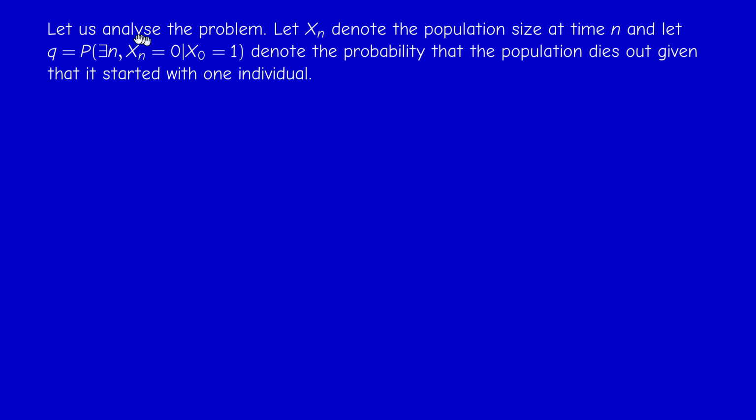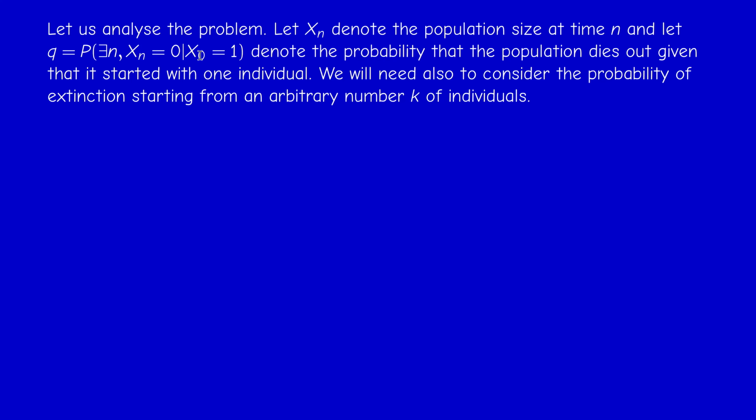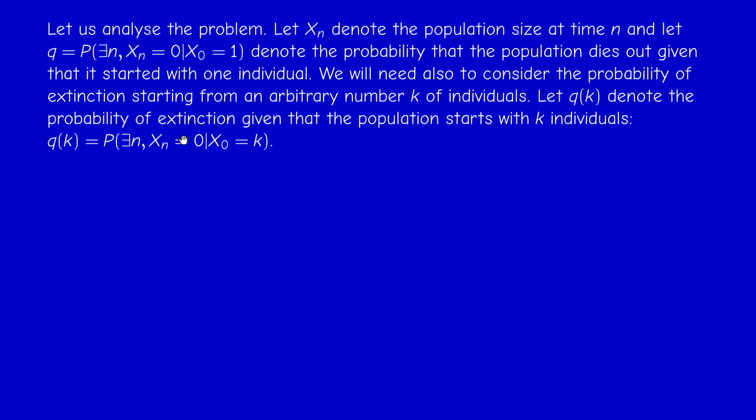So this is the main unknown of the problem, because you start with one individual. But if you want to solve the problem, we have also to find the probability that the population dies out starting from any number of individuals. And I'll denote this probability by Q of k. So we have 2 probabilities, Q of k. So Q is a particular case. Q is Q of 1.